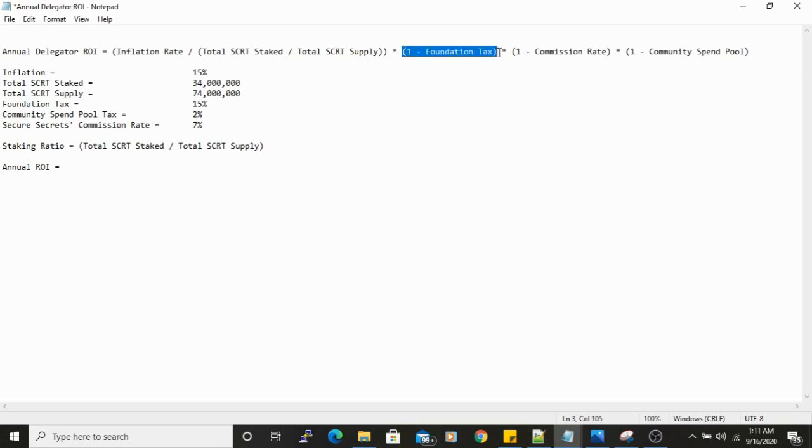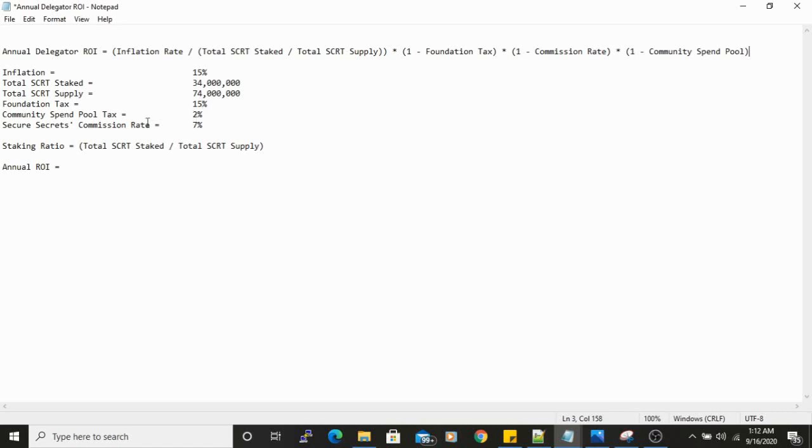But unfortunately, we must include three different taxes. There's the foundation tax, the commission rate from staking to a validator, such as Secure Secrets, and a community spend pool. Inflation rate is 15%, although it's variable based off of the staking ratio. The total secret staked is 34 million. The total secret supply is approximately 74 million. The foundation tax is 15%. The community spend pool tax is 2%. And our Secure Secrets commission rate is 7.5%.